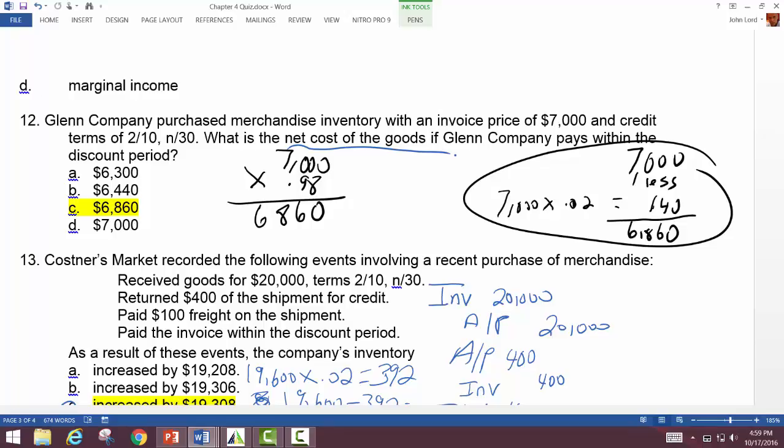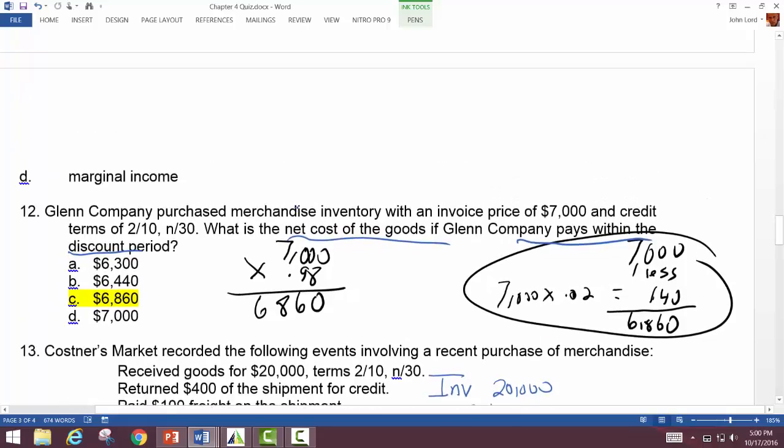Yes, sir. I was going to ask regarding the 2/10, n/30. Is that just assuming that we did pay within 10 days, because the invoice price is 7,000? It says that they paid within the discount period. Okay, so for the problem to be a correct problem, it should call that out, that they paid within the discount period.